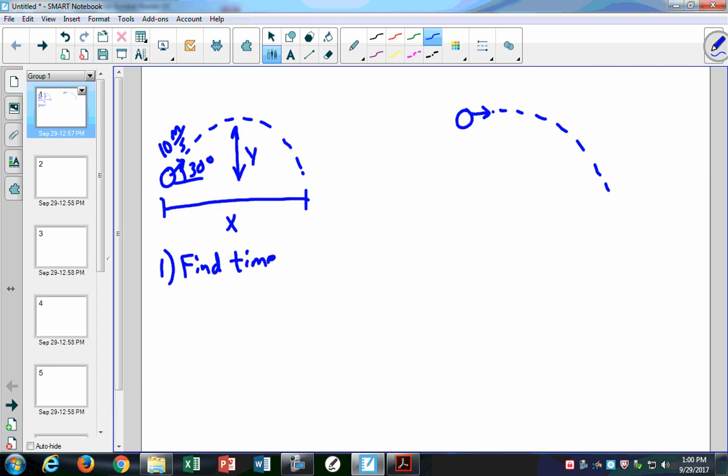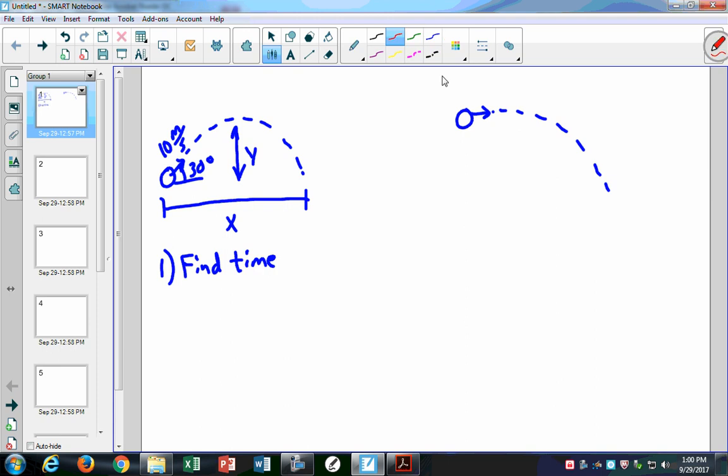Unless your time is given, that's almost always going to be your first step. And sometimes your time will be given, and we'll see some of those in the old tests. As you go through them, you'll see some of those as well, where you're actually given the time, and then you skip that step or you approach it in a different way. So first you find the time.